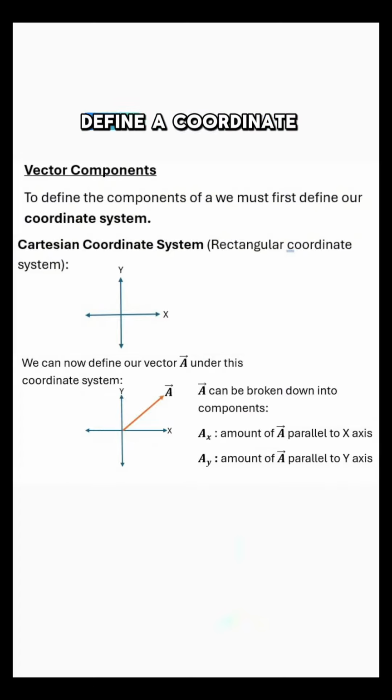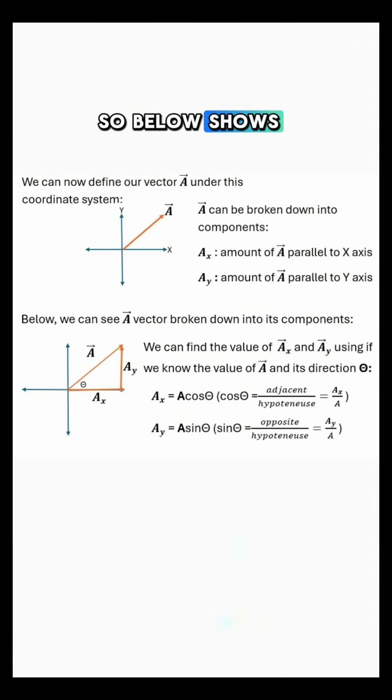So now that we've defined the coordinate system, we can look at a vector A under this coordinate system and break it down into its components. For the Cartesian coordinate system, the A vector can be broken down into AX and AY. Below shows how we can break A into AX and AY. We can see there's an AX vector going in the X direction, and an AY vector going in the Y direction.